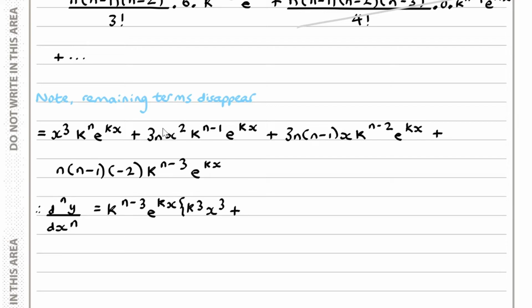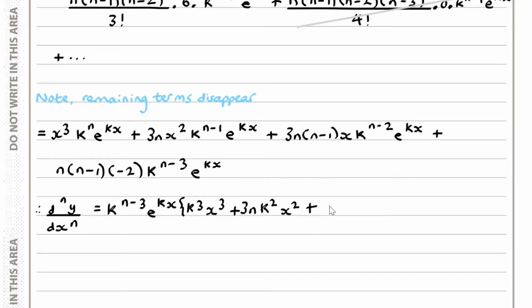And then for the next term over here, we have 3 multiplied by n, and then in terms of k, we have k squared and then x squared. So what you'll notice over here, k to the power of n minus 3 plus 2 is the same as k to the power of n minus 1. And then obviously we still have the other terms outside. And then we have the 3n x squared inside the bracket.